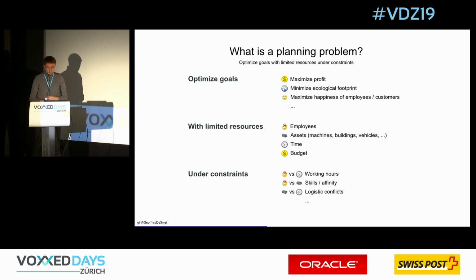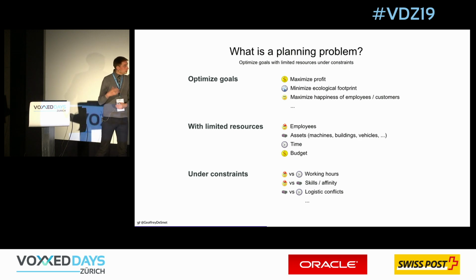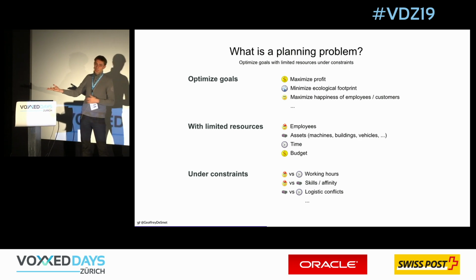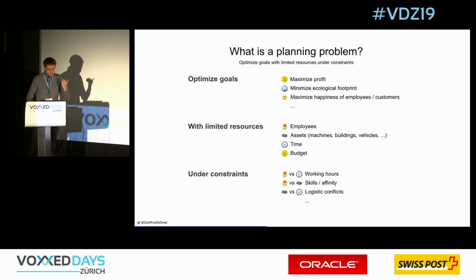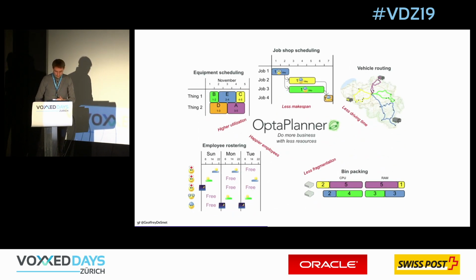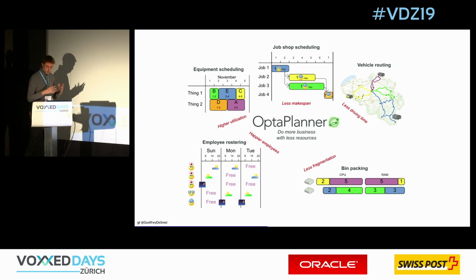And of course, logistic conflicts. If a vehicle drives from Brussels to Zurich, it's in Zurich, right? And you cannot let it depart from Brussels again for the next thing. You need to first bring it back to Brussels. And here's a couple of the cases.